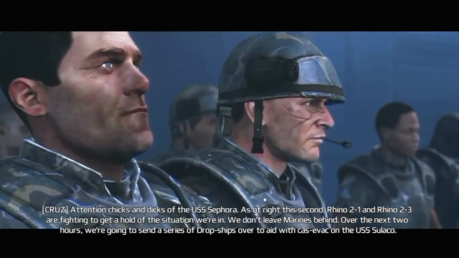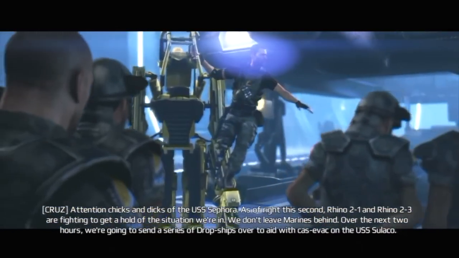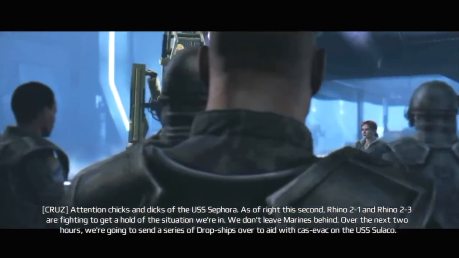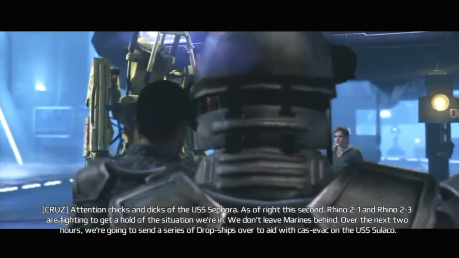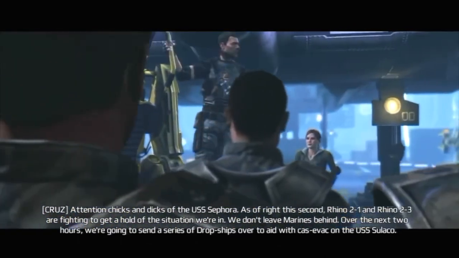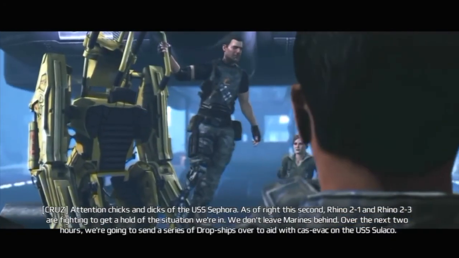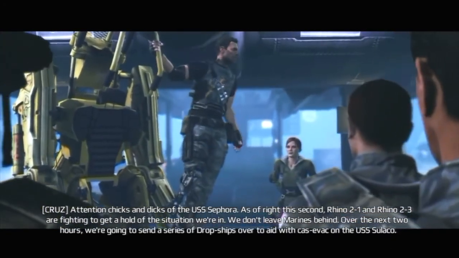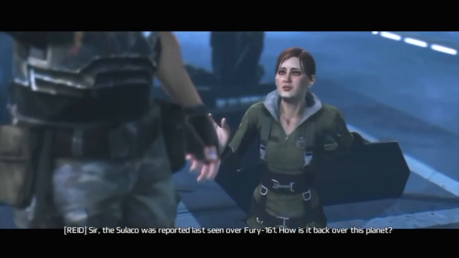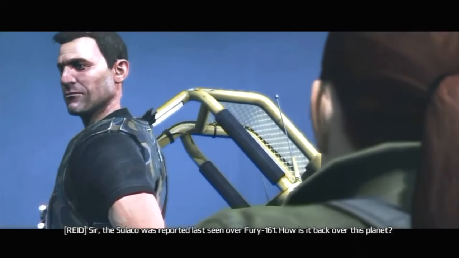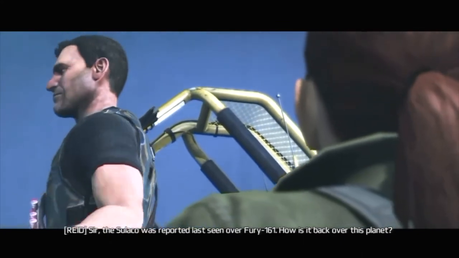Attention, chicks and dicks of the USS Sephora! As of right this second, Rhino 2-1 and Rhino 2-3 are fighting to get a hold of the situation we're in. We don't leave Marines behind. Over the next 2 hours, we're gonna send a series of dropships over to aid with Kazovac on the USS Sulaco. Sir, the Sulaco was reported last seen over Fury 161. How is it back over this planet?